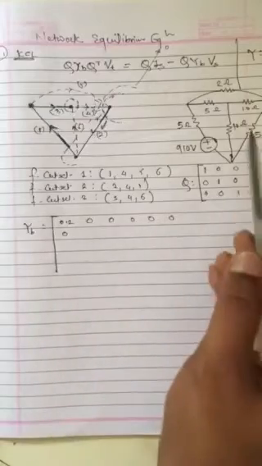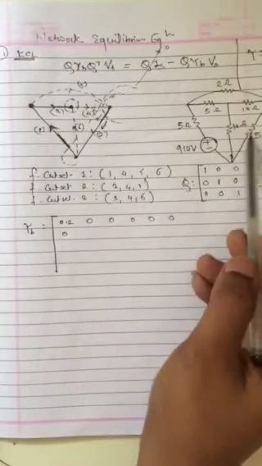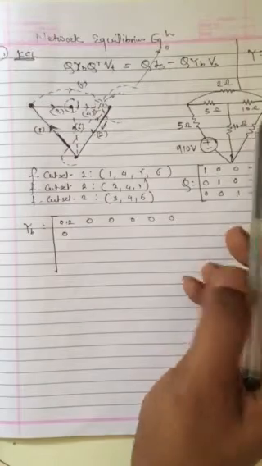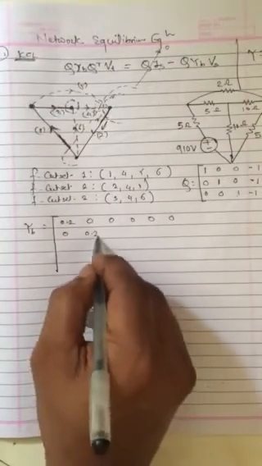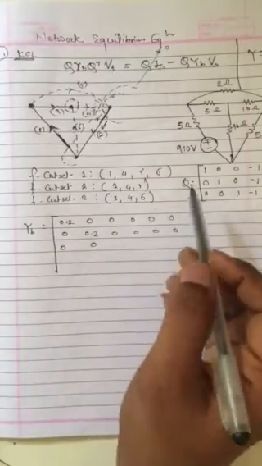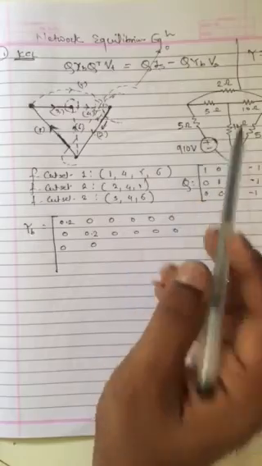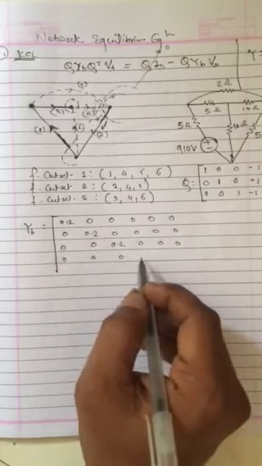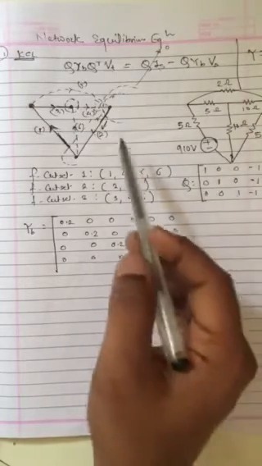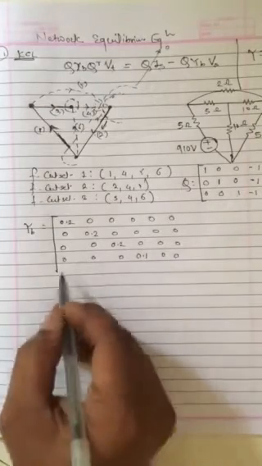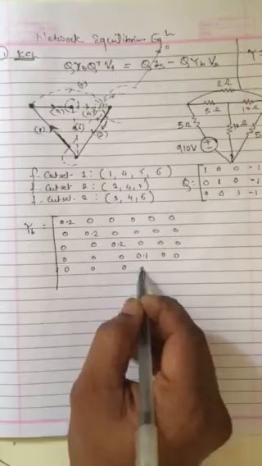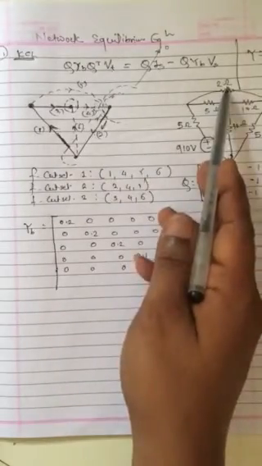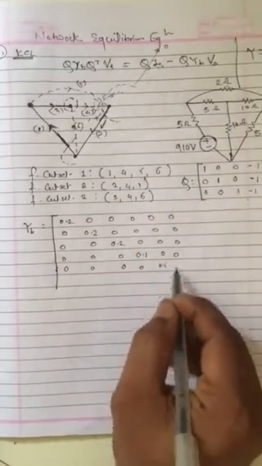For branch number 2, where is branch number 2? This is branch number 2. What is the impedance? 5. So what is the admittance? 1 by 5, that is 0.2, and then 0, 0, 0. We have to write it diagonally. Then branch number 3, this one. Impedance 5, so 0.2, then 0, 0, 0. Similarly, branch number 4, this one. Impedance is 10, so 0.1, 0, 0. Branch number 5, impedance is 2, so 1 by 2, 0.5.